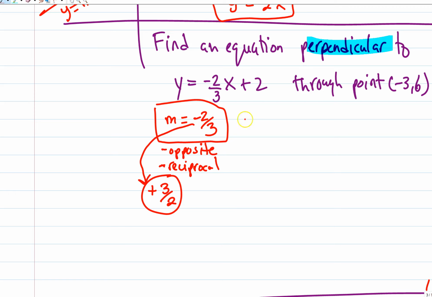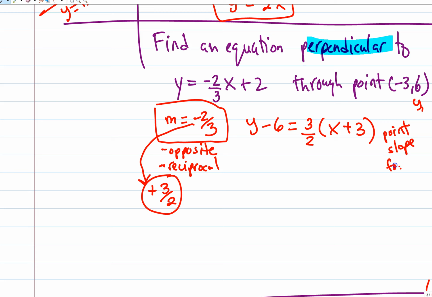So now I can use y minus, what's y1? The 6 is our y1, is equal to x minus negative 3. If you want to write that as x plus 3, that wouldn't hurt my feelings. That would be our answer in point slope form. So if I said write the answer in point slope form, you're done.